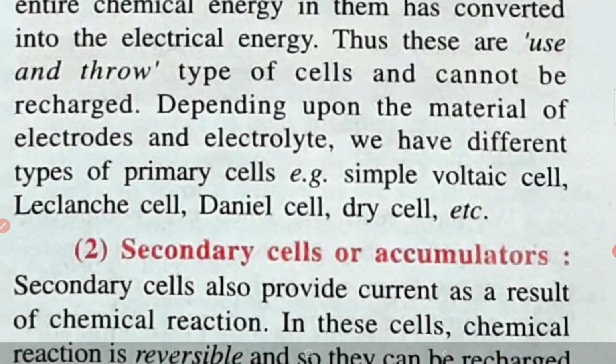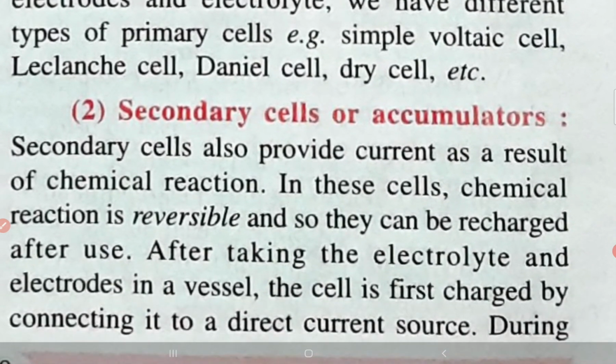Then we have secondary cells as well. Secondary cells or accumulators, that means they can accumulate charges, that means they can be recharged, because the chemical reactions in them are reversible. So secondary cells also provide current as a result of chemical reaction. In these cells, chemical reaction is reversible, like you're charging your mobile phone, so they can be recharged after use. After taking the electrolyte and electrodes in a vessel, the cell is first charged by connecting it to a direct current source.